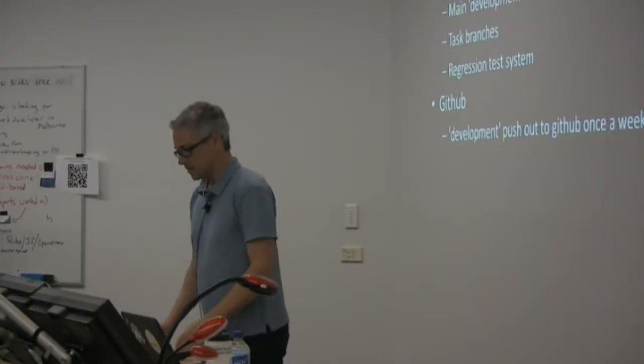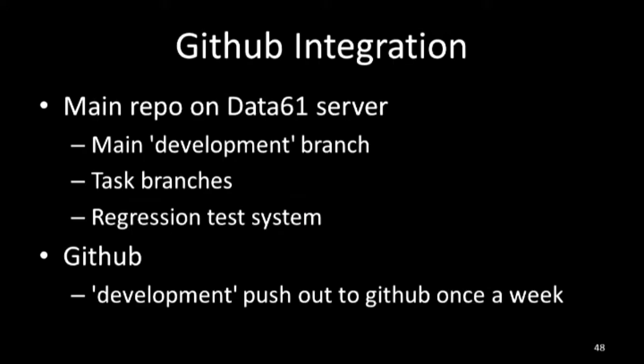And how does that work with GitHub? Well, our main repository where we follow this workflow actually lives on a server that is hosted at Data61 on the UNSW campus in Sydney. And that's where our development branch, the main copy, lives, where we create the task branches and run them. The regression test server currently is not publicly accessible. We will work on that.